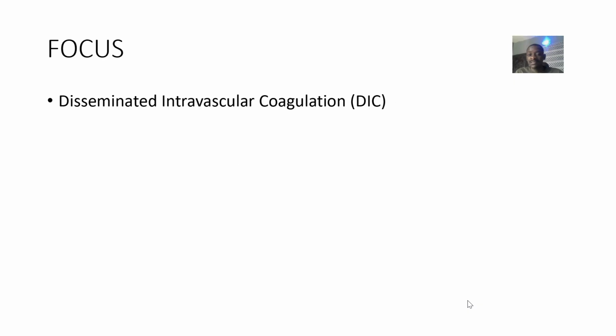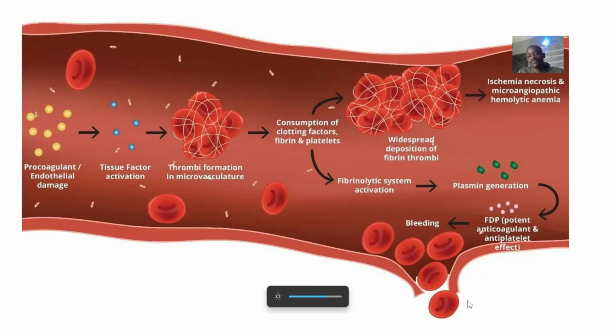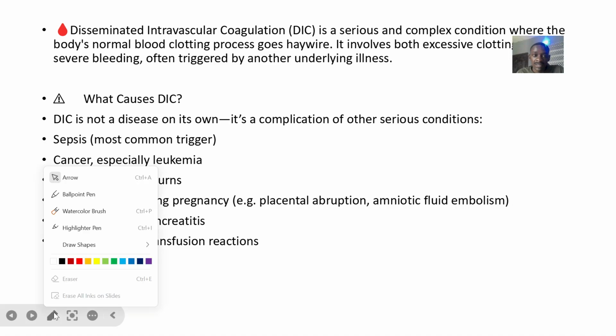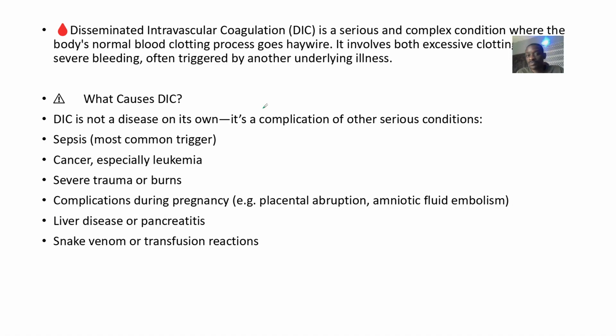So DIC is fully known as what? Disseminated intravascular coagulation. All right. It's a serious, complex condition. This is where your normal blood clotting process is not regulated. It goes haywire, it is haphazard, so it involves excess clotting.